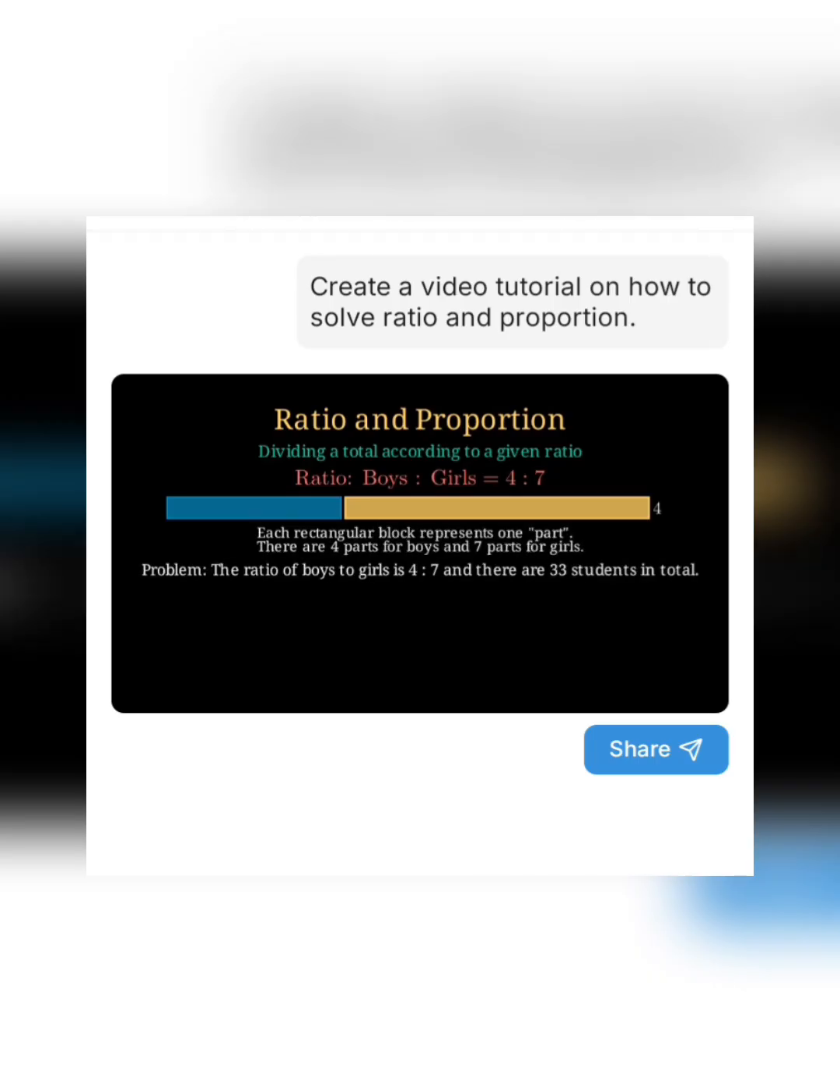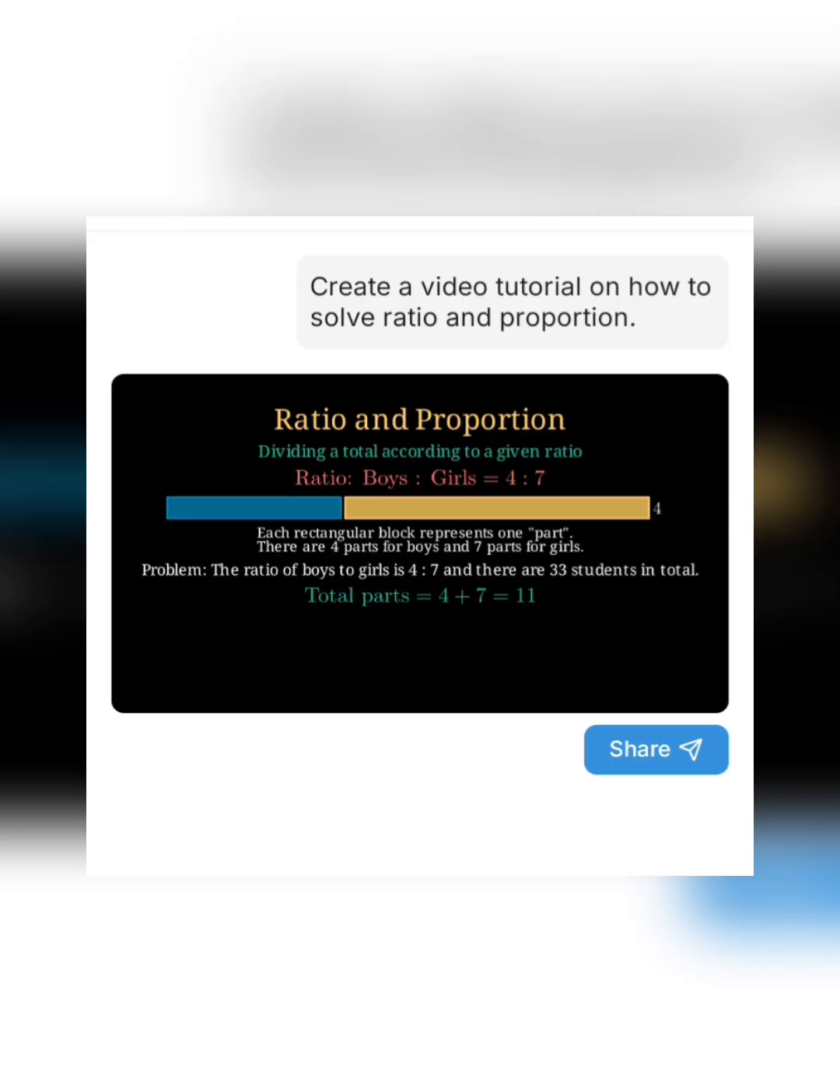Now, let's solve a concrete problem. The ratio of boys to girls is 4:7, and there are 33 students in total. We want to find how many boys and how many girls are in the class. First step, find the total number of parts by adding the ratio numbers. 4 plus 7 equals 11 parts in total.